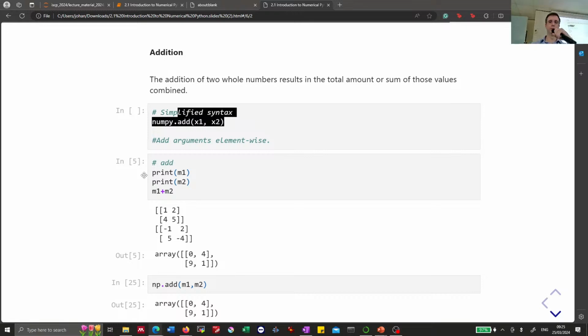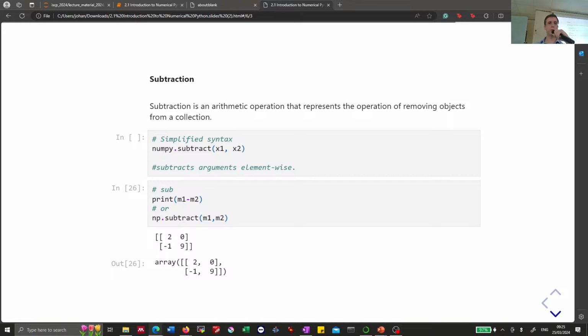Good. That's already all. Now we can do the same thing with subtract. The function definition is sort of similar. So here you have the simplified syntax: numpy subtract, array1, array2. Then again, I have here an example where I take the two with my arithmetic symbol minus and one with the numpy method, and I get the same result again. So now we know how add and subtract work.